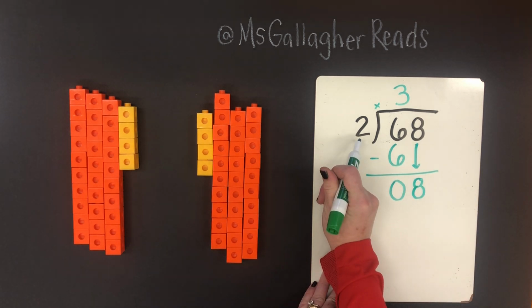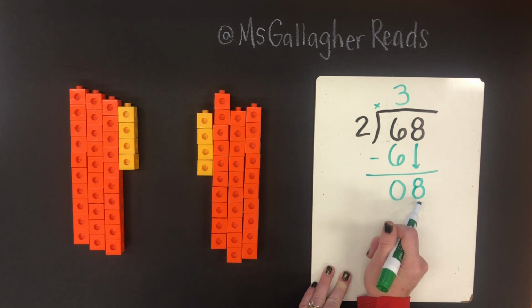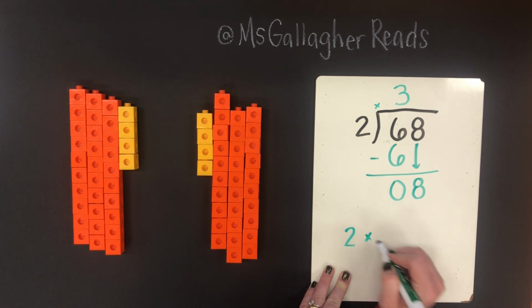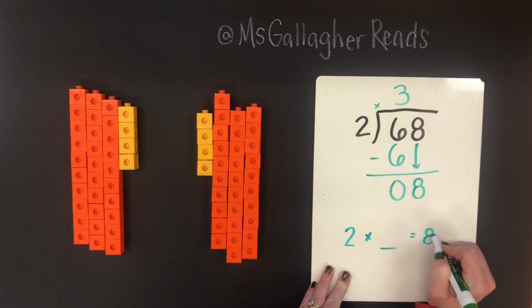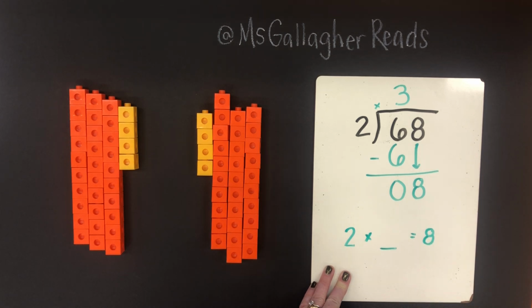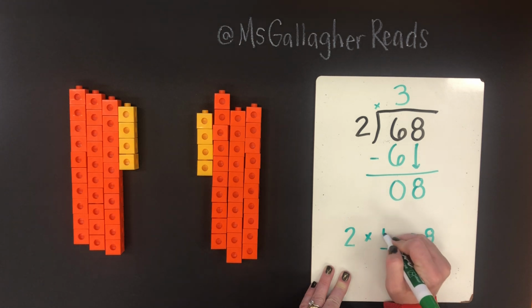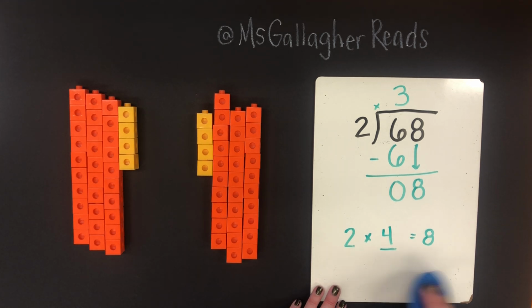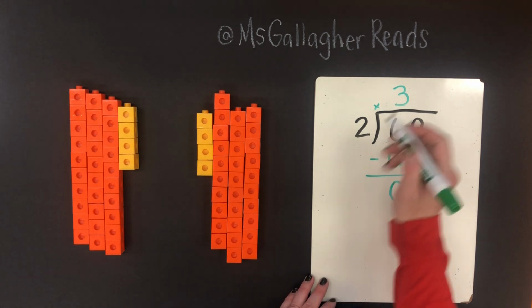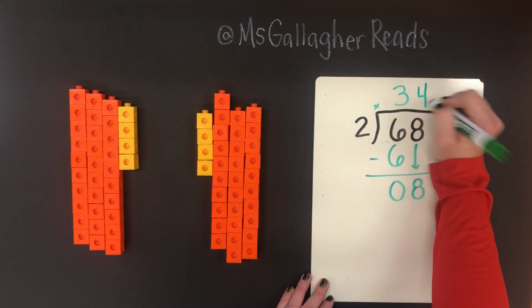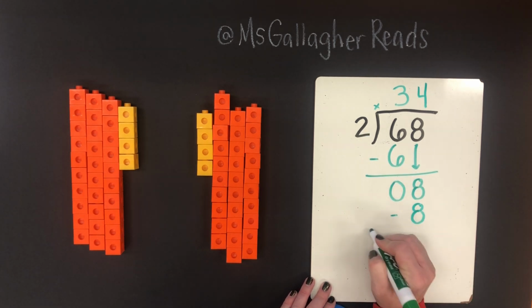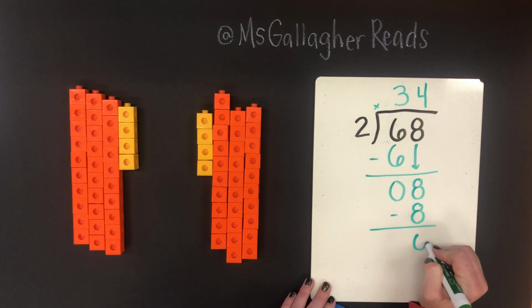Now, how many times can this same number, 2, go into 8? 2 can go into 8. Let's see how many times. 2 times what would get us close to 8? 2, 4, 6, 8. 4. Whenever you're doing division, knowing those multiplication facts fluently is so helpful. So, I know 2 times 4 equals 8, so I'm going to put my 8 down here, and I'm going to subtract, and I'll be left with 0.